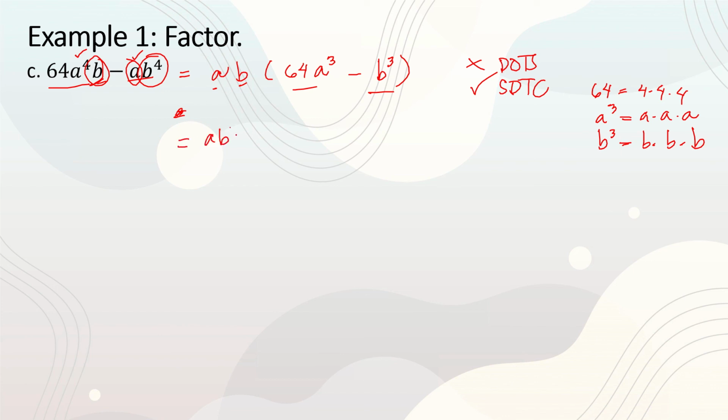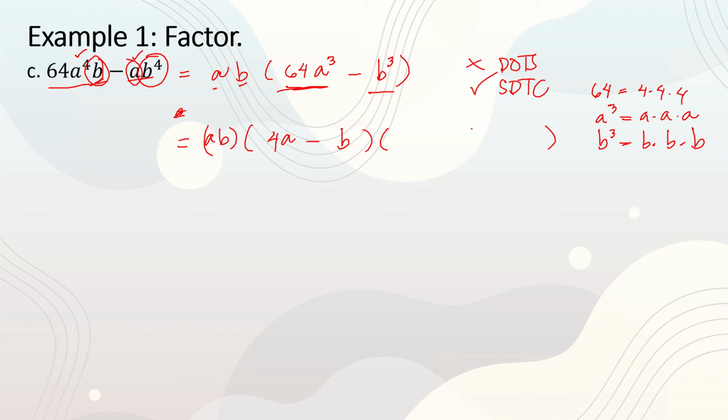Using SDTC, if you factor this out, binomial times a trinomial, you get the cube root of the first term. Cube root of 64 is 4. Cube root of a cube is a. Copy the sign for the operation. That would be a minus. Cube root of b cubed is b.